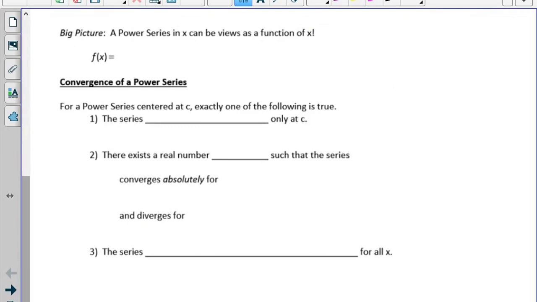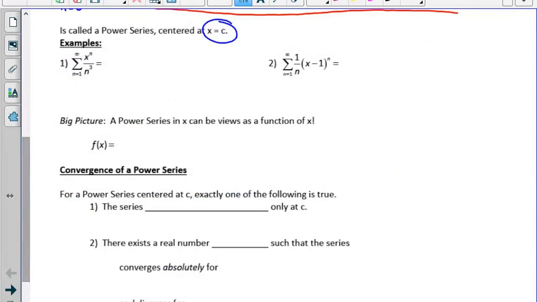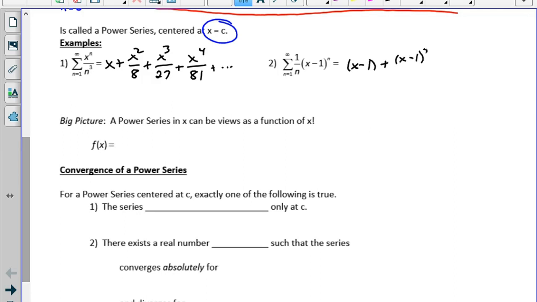So if we're looking at a couple more examples here, if I try to write this out, I get x plus x squared over 8 plus x cubed over 27 plus x to the fourth over 81, and so on. And in number 2, notice it starts at 1, so I have x minus 1 plus (x minus 1) squared over 2 plus (x minus 1) cubed over 3, and so on.